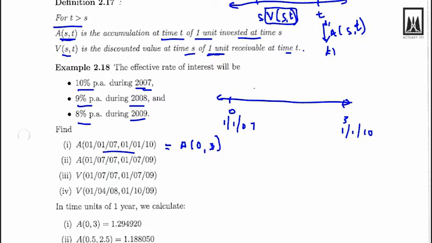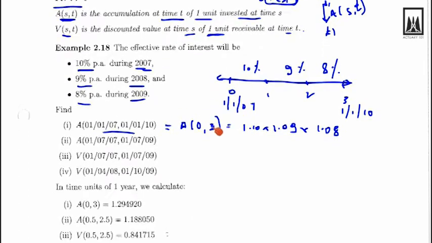Because we want the accumulation from time 0 to time 3, and this we've already done: it is 1.10 multiplied by 1.09 multiplied by 1.08. We are doing nothing else, just accumulating for every year, because till time 1 we have 10% per annum, then till time 2 we have 9% per annum, and till time 3 we have 8% per annum. So we are just accumulating for every year. We've done this in the previous video. There's nothing extra to explain in this part.